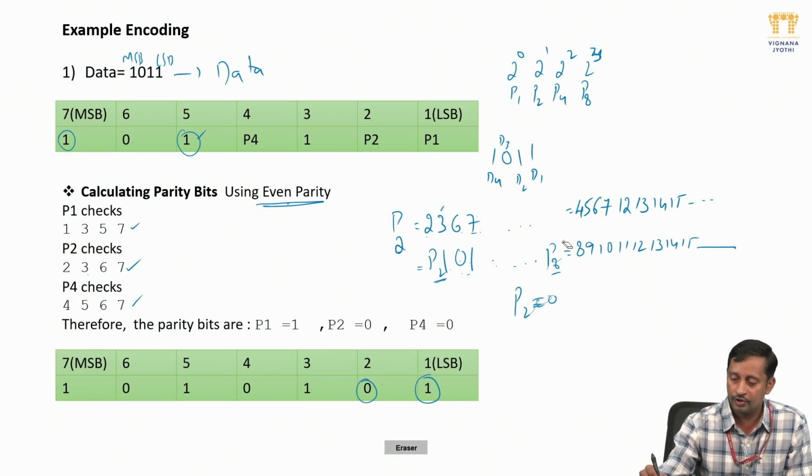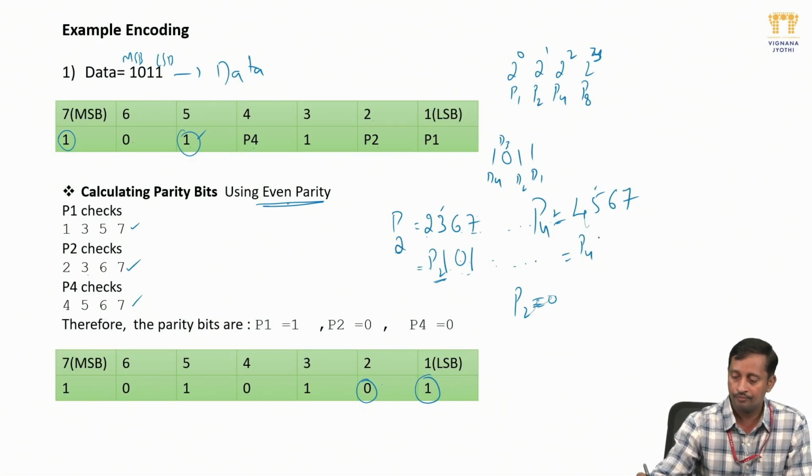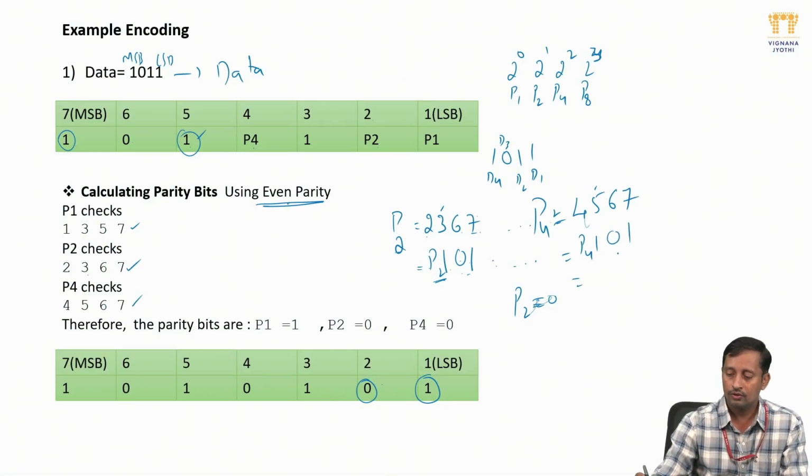In a similar way, finding P4. How does the P4 sequence start? It starts with 4, 5, 6, 7. The maximum number of bits is 7, so the maximum number is 7. Now find the position values. In the 4th position, we have only P4. In the 5th position, we have 1. In the 6th position, we have 0. And in the 7th position, we have again 1. So the number of ones is again an even number. So the P4 value should be 0.